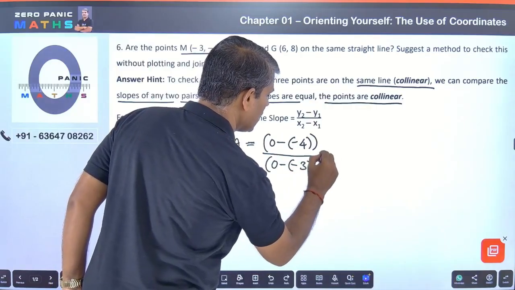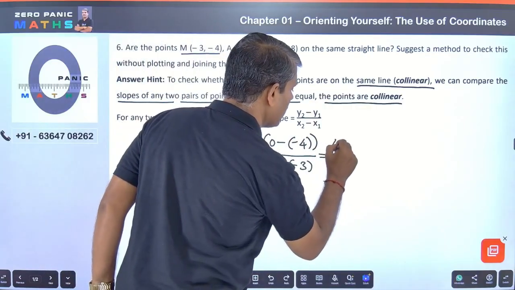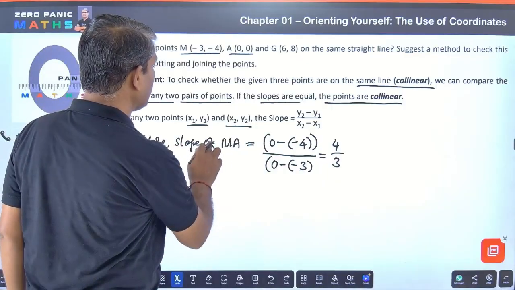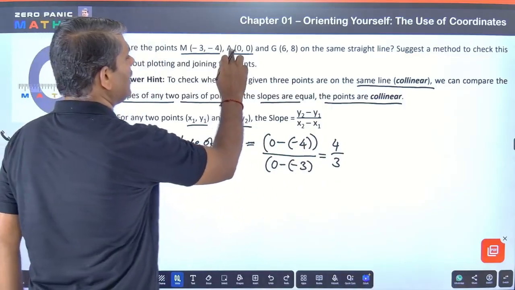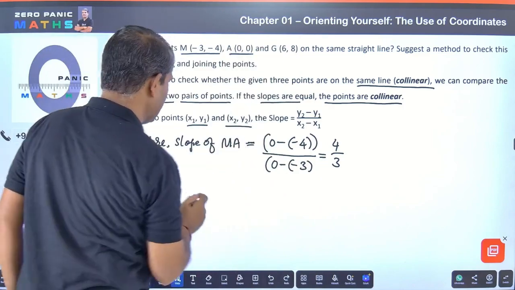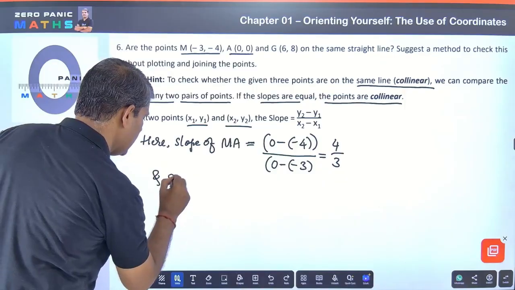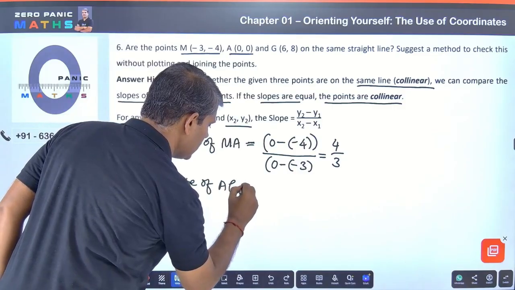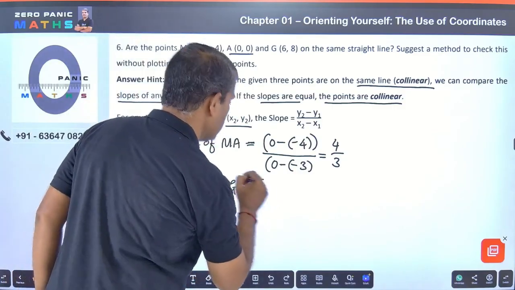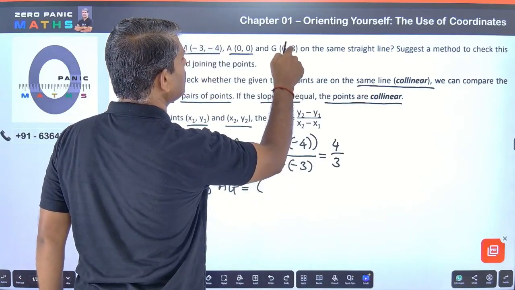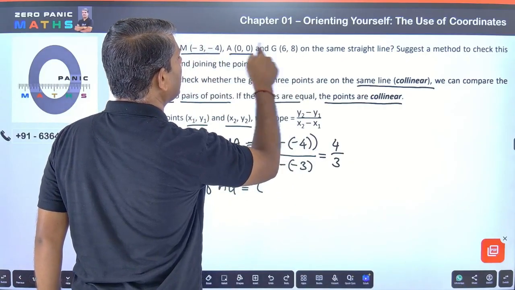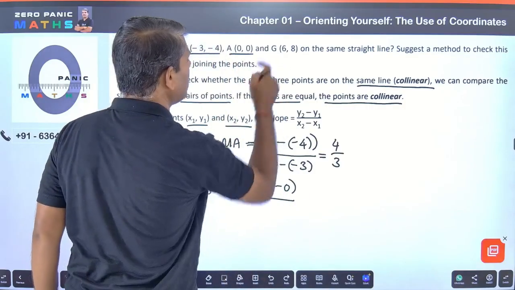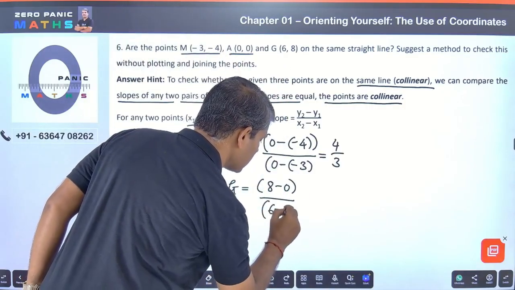So what is this? Minus of minus 4 is 4 and minus of minus 3 is 3. So 4 by 3. The slope of MA is 4 by 3. Similarly, let us find out the slope of A and G. Slope of AG is equal to y2 minus y1, that is 8 minus 0, and x2 is 6, again 6 minus 0.